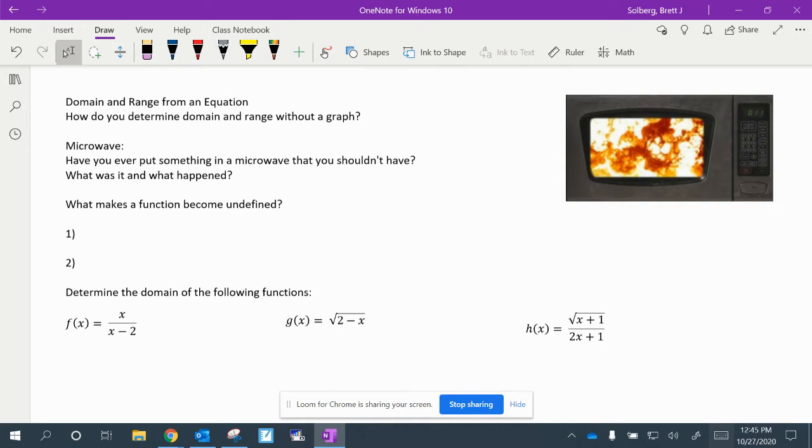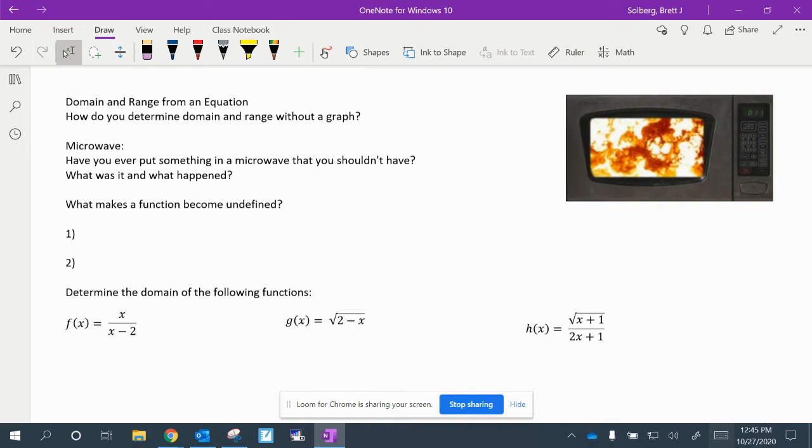Well, to do this, I like to make an analogy about a microwave. Most people have a microwave, and most people have put something in a microwave that they shouldn't have. Have you ever done that? Maybe you could comment in the comments below. What did you put in the microwave that you shouldn't have?